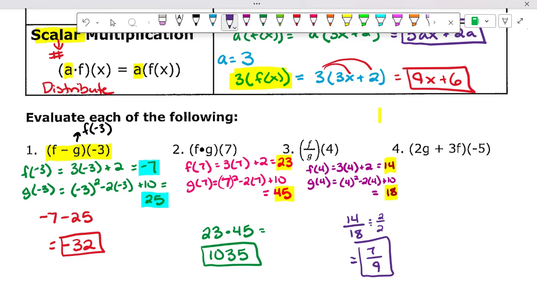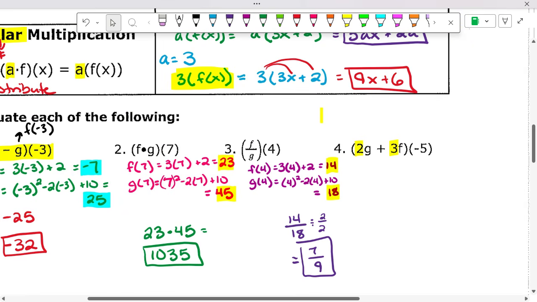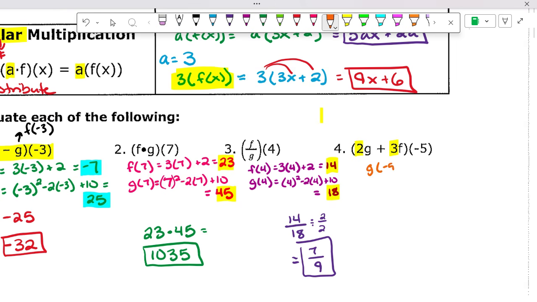Okay, this last one's a little bit different. Okay, so remember, these are scalars. All right, meaning that we have to multiply g by 2 and f by 3, and then add them. Okay? So we're still going to do the same thing. We're still going to find what g of negative 5 is and what f of negative 5 is.